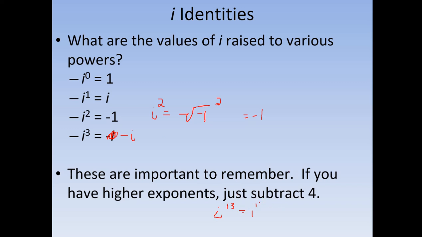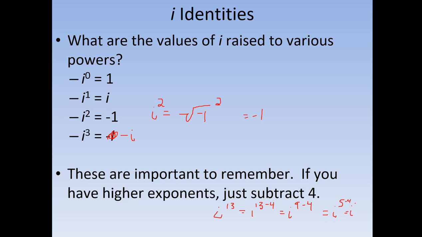So 13 minus 4, putting that into the calculator, is equal to 9. That's not one of these numbers, so I subtract 4 from it again. 9 minus 4 is 5. Still not one of these numbers.